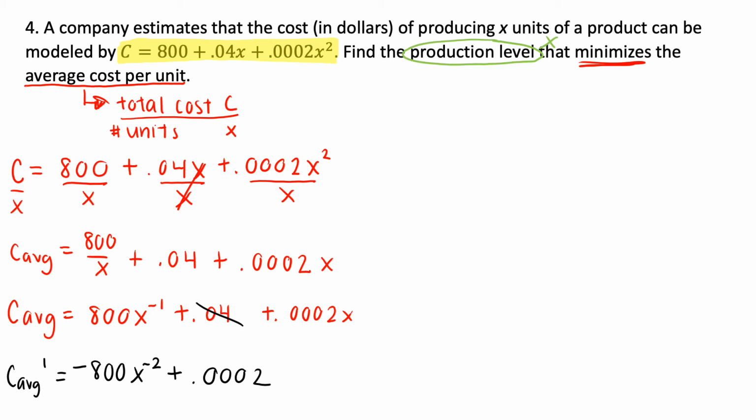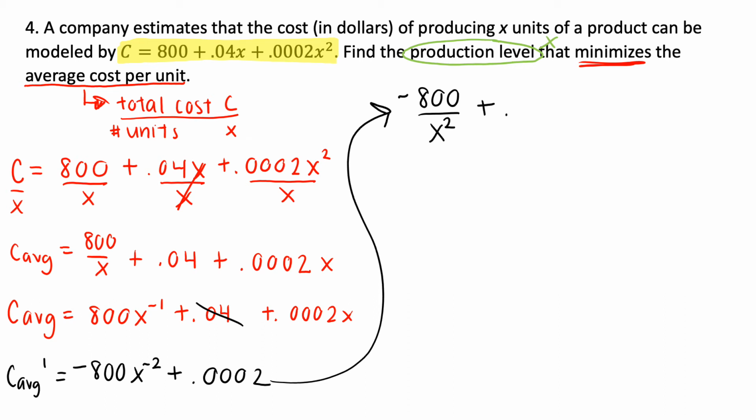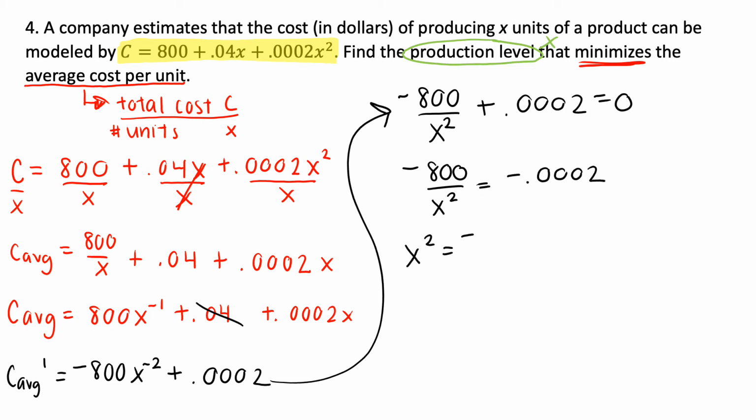That was an accident. Just like always, now that we have our derivative, we want to set it equal to 0 so we can find those places where we have a horizontal tangent. So we have -800 over x squared plus 0.0002 equals 0. So we have negative 800 over x squared equals negative 0.0002. So x squared equals negative 0.0002 over negative 800.